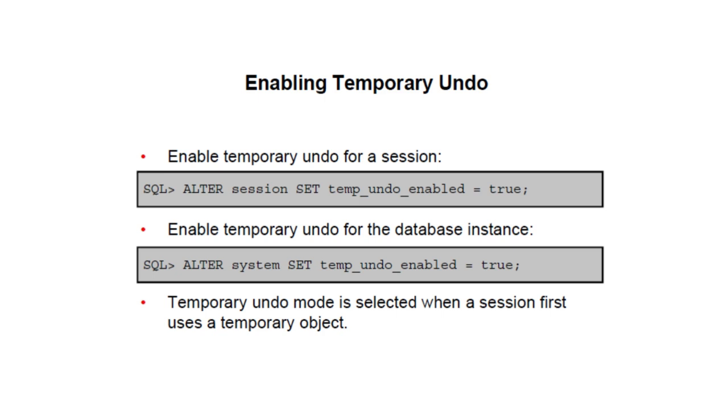When you enable temporary undo for a session using an alter session statement, the session creates temporary undo without affecting other sessions. When you enable temporary undo for the system using an alter system statement, all existing sessions and new sessions create temporary undo. When a session uses temporary objects for the first time, the current value of the temp_undo_enabled initialization parameter is set for the rest of the session. Therefore, if temporary undo is enabled for a session and the session uses temporary objects, then temporary undo cannot be disabled for the session. Similarly, if temporary undo is disabled for a session and the session uses temporary objects, then temporary undo cannot be enabled for the session.